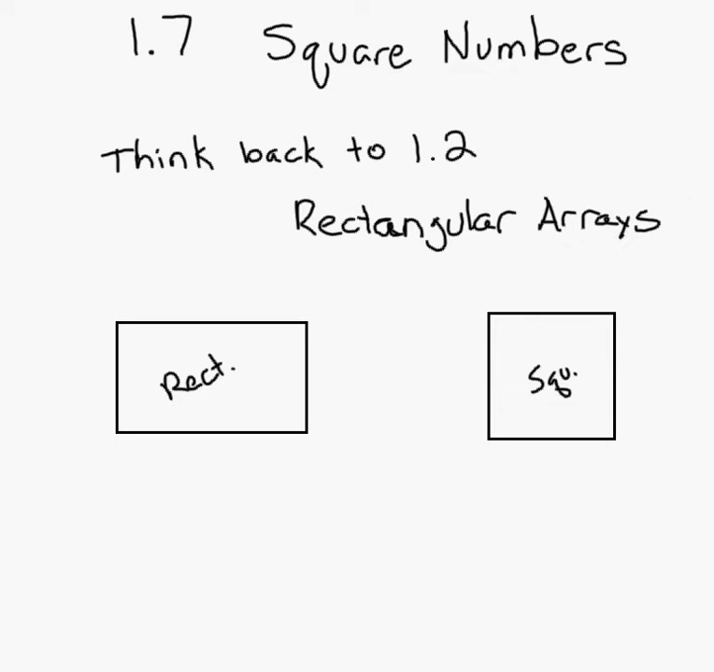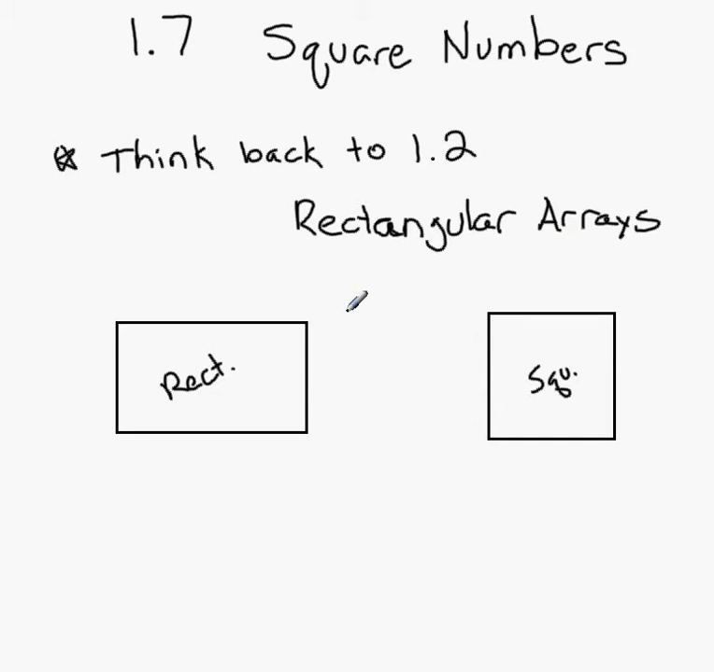This lesson is 1.7 today. We're going to look at square numbers. It will really help you on this one if you think back to 1.2. If you can't remember what 1.2 was about, go back out into Blackboard and download and watch that video again. But 1.2 was about rectangular arrays.